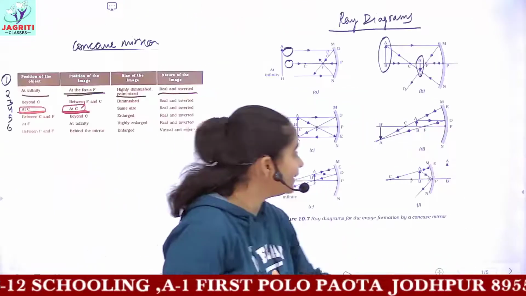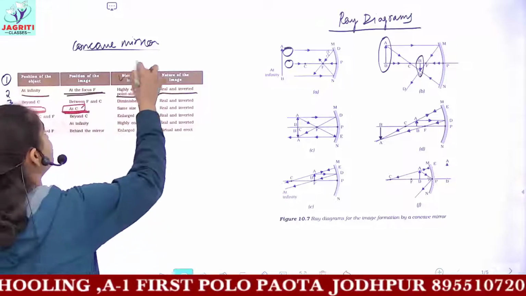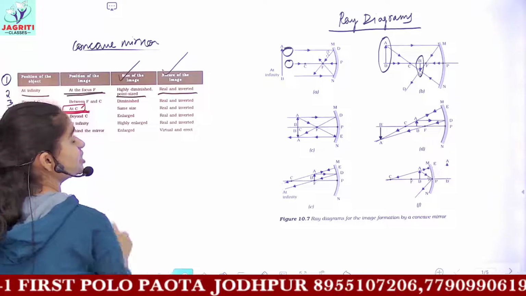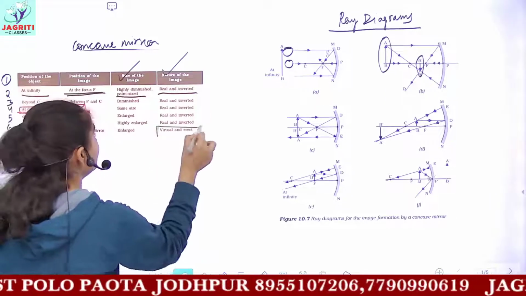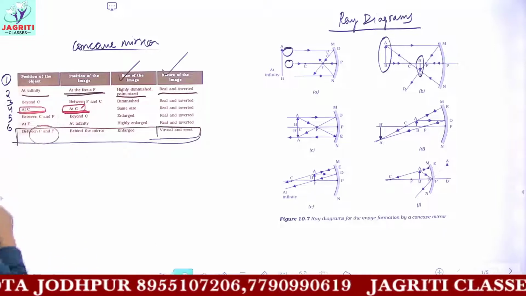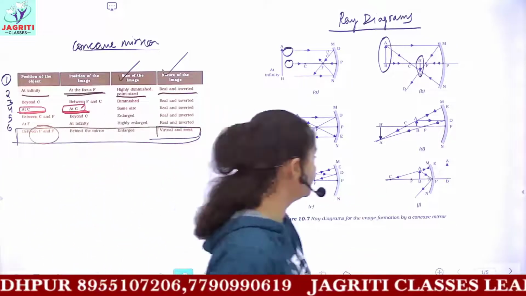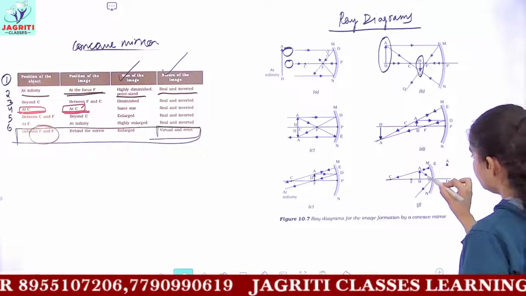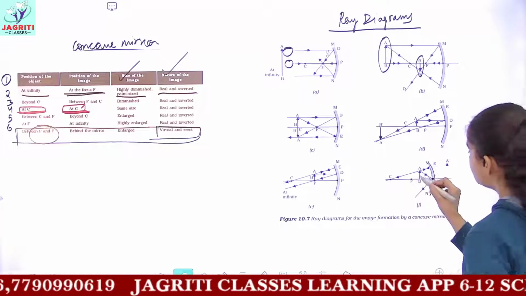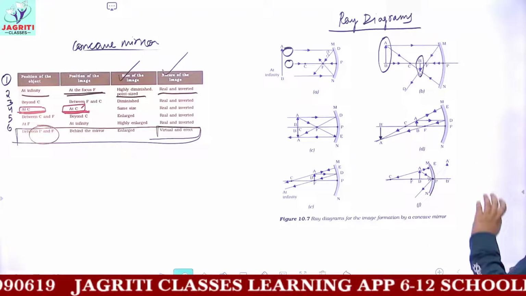All the diagrams are given in your book. Then you have to remember the size and nature of image. This column I already told you, all the nature is real and inverted except one. When the object is placed between pole and focus, you can see in the diagram. See, this is the mirror, this is pole, this is focus. When you have the object between pole and focus, here two lines are drawn.